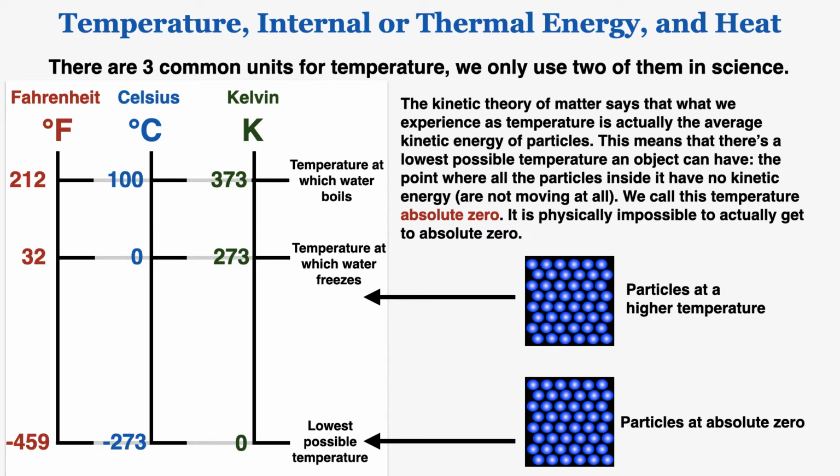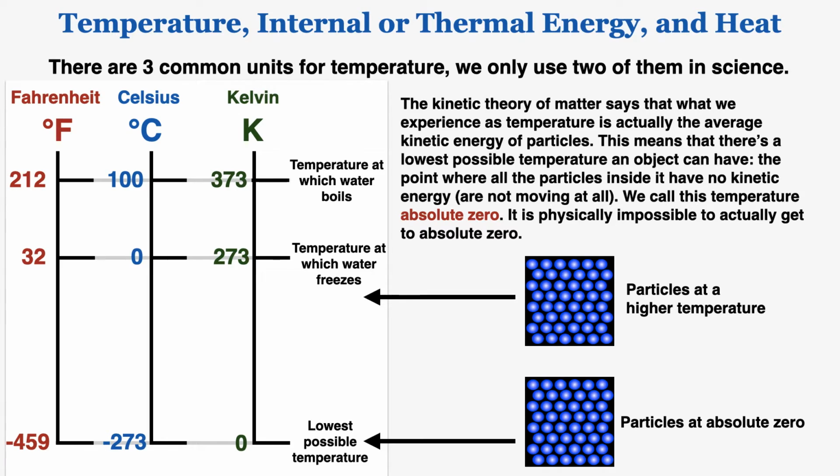The kinetic theory of matter says that what we experience as temperature is actually just the average kinetic energy of particles. This means that there's a lowest possible temperature an object can have, a point where all the particles inside it have no kinetic energy at all and are not moving. We call this temperature absolute zero. But it's physically impossible to actually get to absolute zero just because of some other laws of the universe.